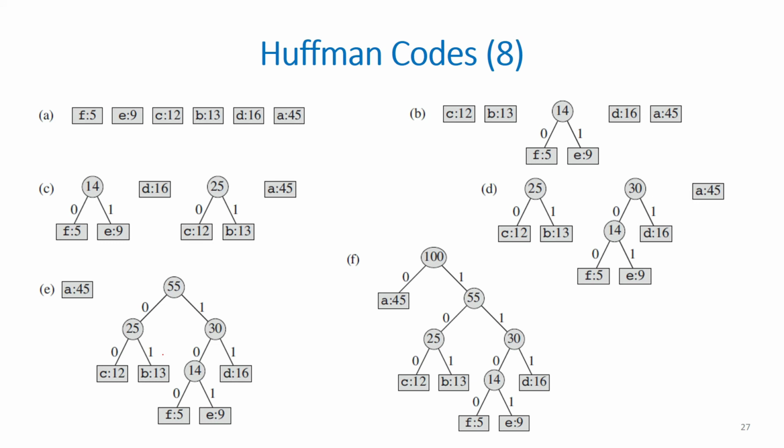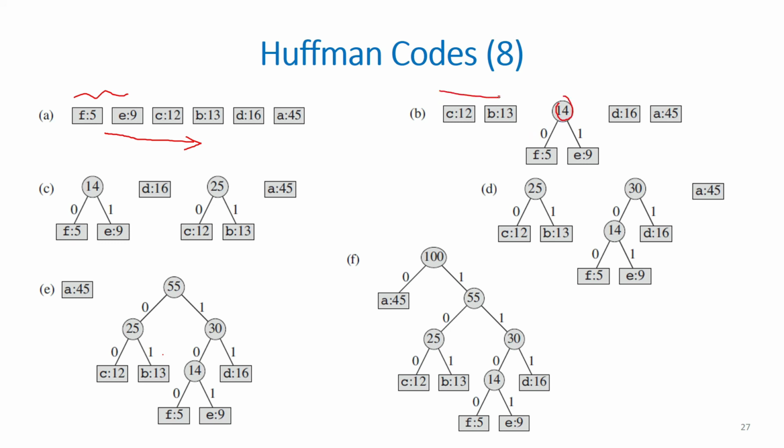Now, let's apply the Huffman pseudocode on our example. We list down the characters in the increasing order of their corresponding frequencies. Remember that these characters will always be the leaves of the binary tree and will never appear as intermediate nodes. Since F and E have the lowest frequencies, we merge them under a circular parent node and put the sum of their frequencies, that is 5 and 9, as the key of the parent node, which is 14.